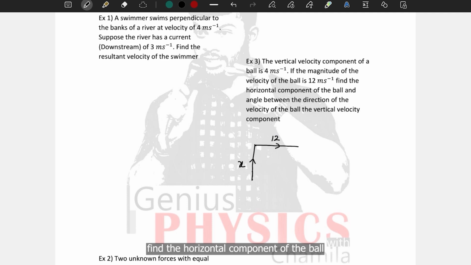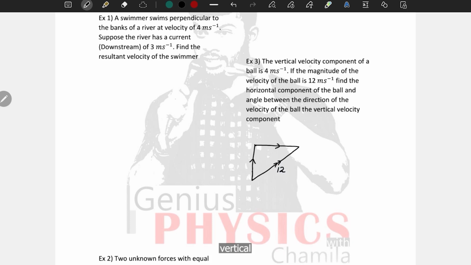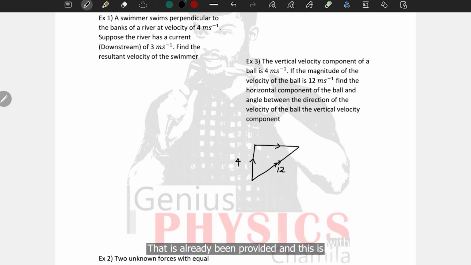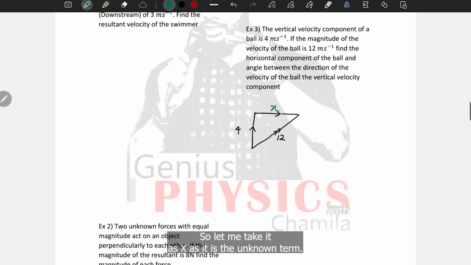Oh, my bad. I made a slight mistake. What we don't know is this component. The magnitude of the velocity of the ball is given, which is 12. This is the resultant. The vertical velocity component is 4 meters per second. That's already been provided, and this is the unknown term, so let me take it as x, as this is what we are expected to find.